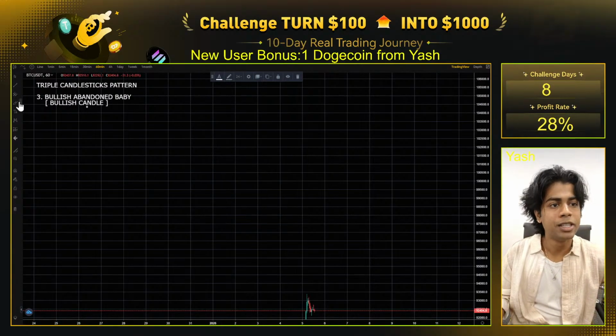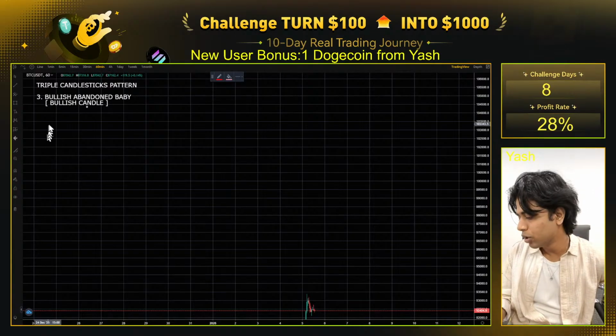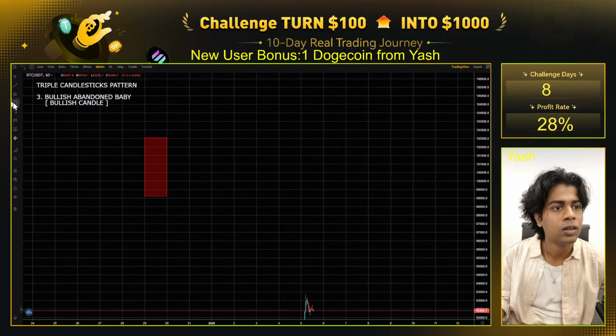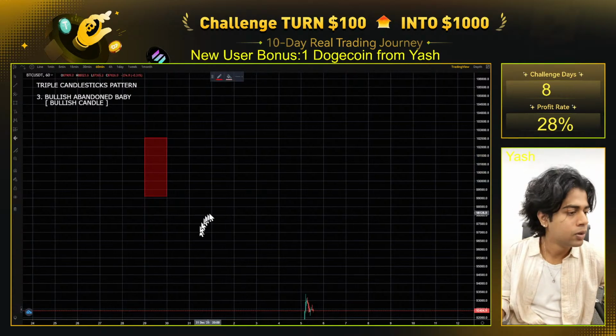Okay, so let me just draw this candle now. I will show you how this candle looks like, everything. Your all six concepts are clear. Now let's understand the triple candlestick.